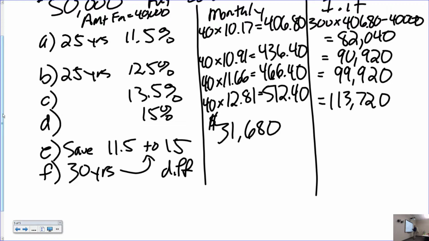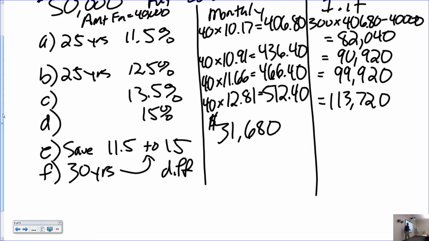I think the problem just wants the difference in the interest you would pay at 11.5% and at 15%, but for 30 years instead of 25. So it's just trying to figure out the difference in interest if you paid it over 30 years at 11.5% versus 30 years at 15%. Just do the exact same thing we did up above in E, except for 30 years instead of 25.